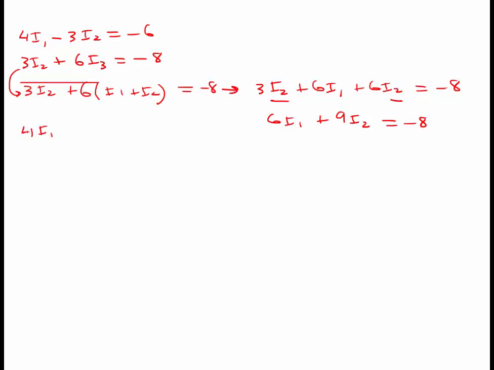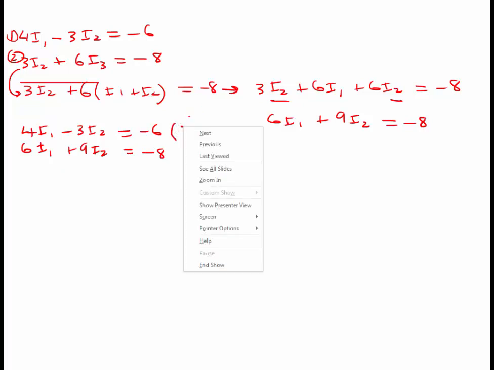4 times I1, that's equation number 1, and that was number 2. So now we make number 2 look like number 1. So 4 times I1 minus 3 times I2 is equal to -6, and then we have 6 times I1 plus 9 times I2 is equal to -8. Now if we multiply the top equation by 3.